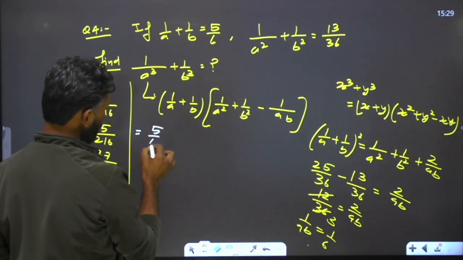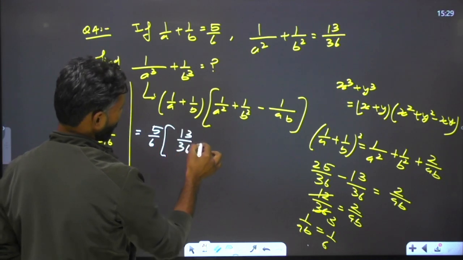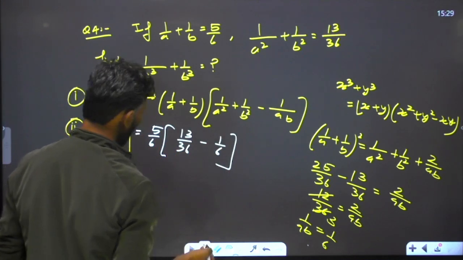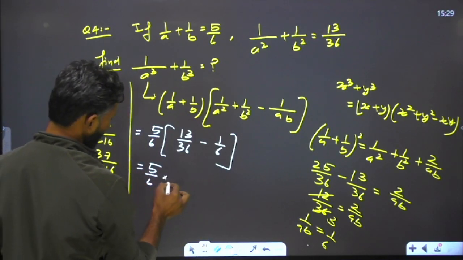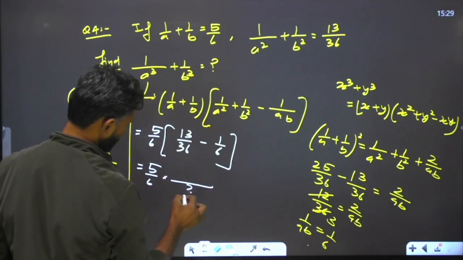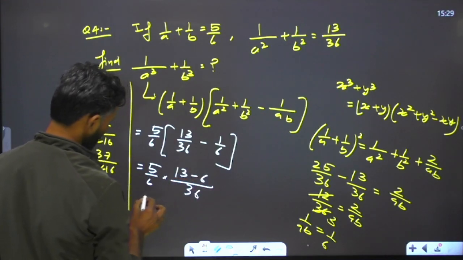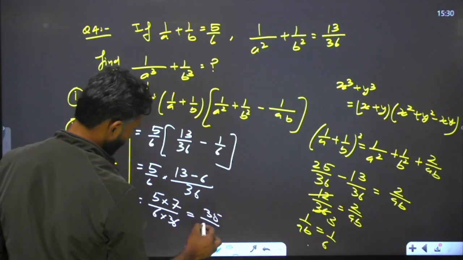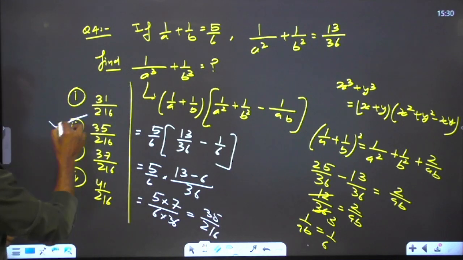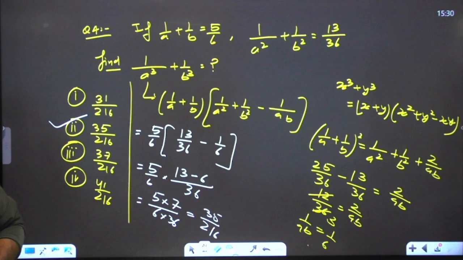Now it can be written as 5 upon 6 within bracket 13 upon 36 minus 1 upon 6. If we simplify this, it is 5 upon 6, and here the LCM is 36, so it is 13 minus 6. So it is 5 into 7 upon 6 into 36. So this is 35 upon 216. So the answer is 35 upon 216. This was a question from the CDS 2025 question paper.